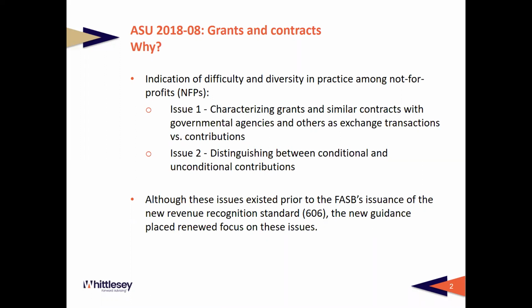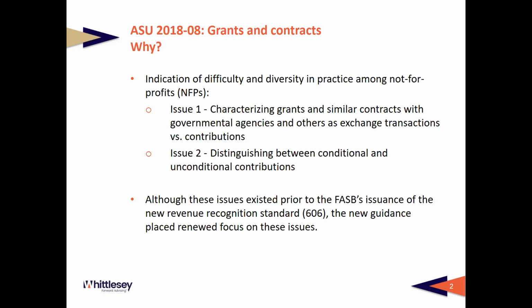So the primary goal of this ASU 2018-08 is to clarify the existing guidance. Arguably, the FASB would tell you this is not a significant change or a rewriting of existing guidance over contributions. It's really a clarification to address diversities in practice. And frankly, a lot of these diversities in practice have been going on for the last 20 years. So I do think this is timely information and hopefully will address some confusion in the past, especially revolving around things like donor restricted net assets. So this gets into a lot of those issues.